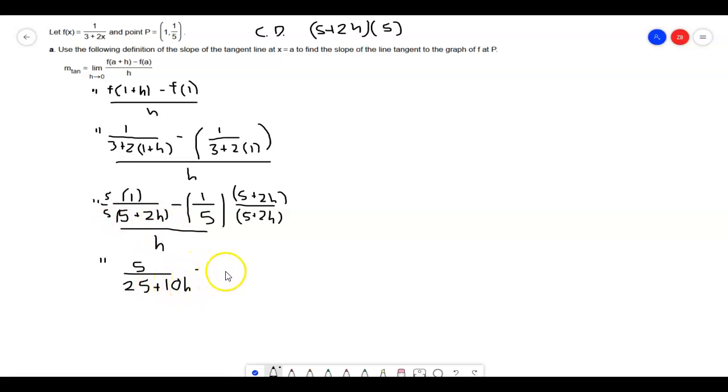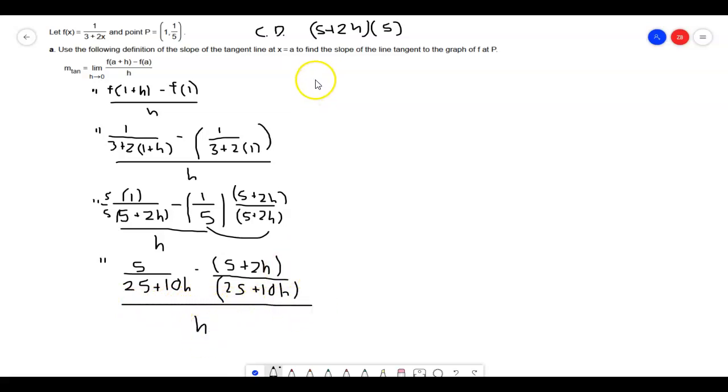Then we have a minus, and on the top, I'm going to have the 5 plus 2h. And on the bottom, I am going to have the 25 plus 10h. Now we should have the common denominator, which we do. So let's go ahead, and this is going to all be over h.